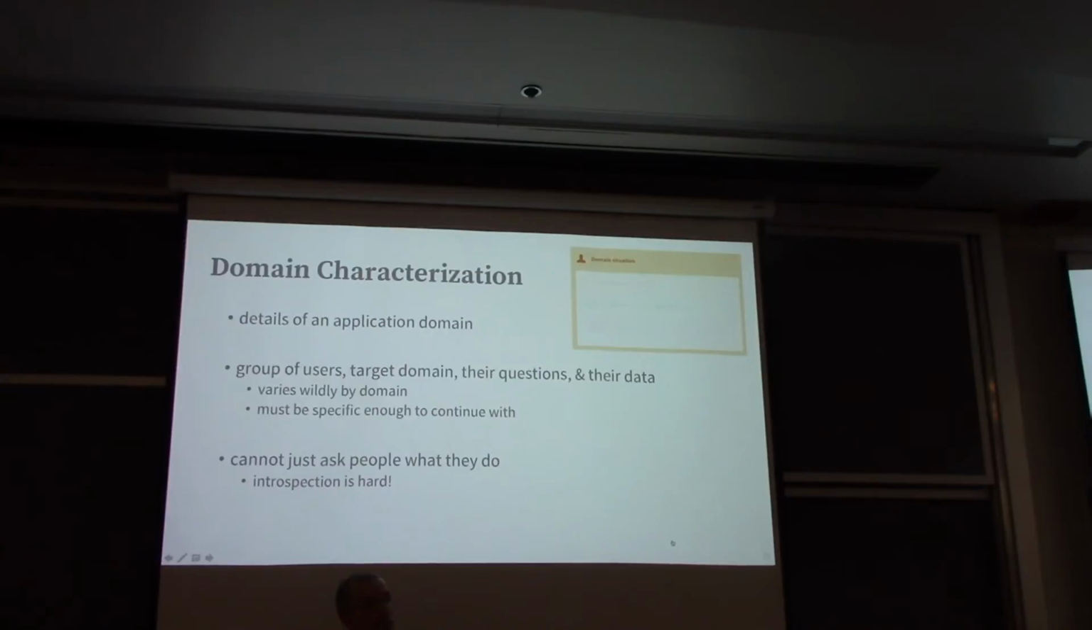And so for the domain characterization, this is all about finding out what are the details of some application domain. And here you want to think about what group of users are you trying to work with, and what is their target domain. Whether it's like biologists or cybersecurity analysts, or just a general person who maybe would use a visualization system. And then think about what their questions are, what tasks they try to achieve, what is the data that they're trying to work with. And this can vary widely depending on the domain, what the task is and what the data could be.